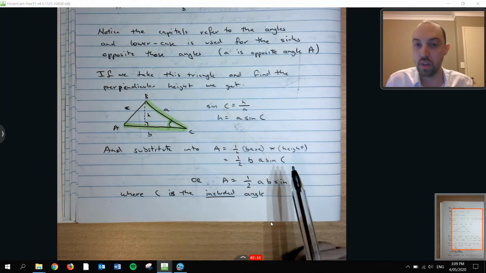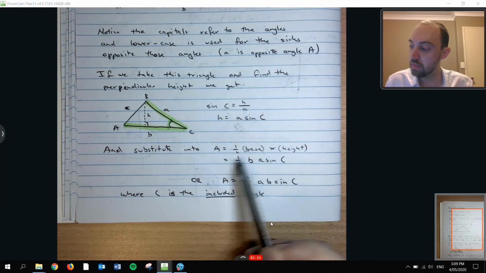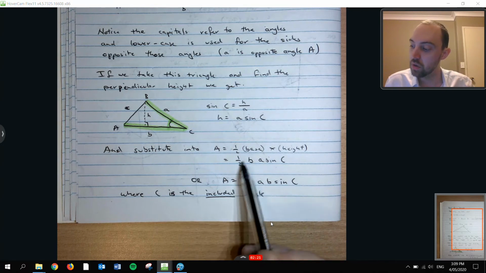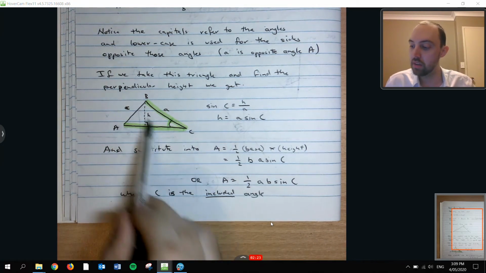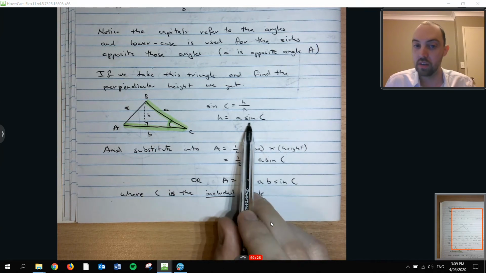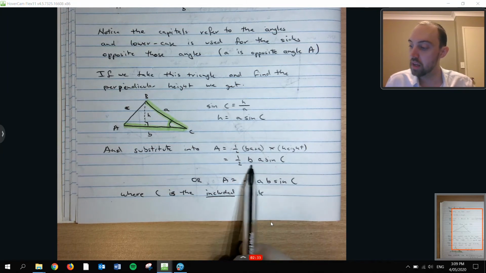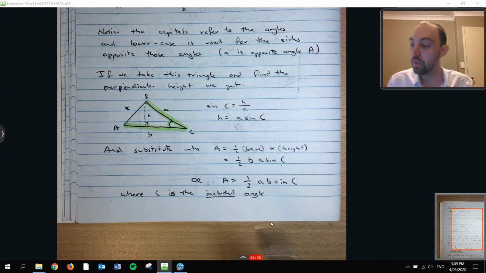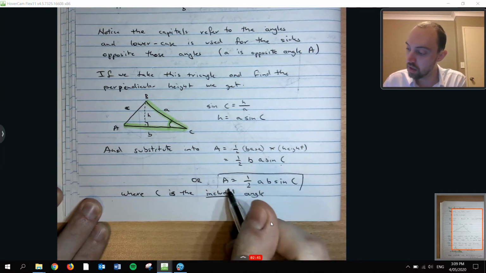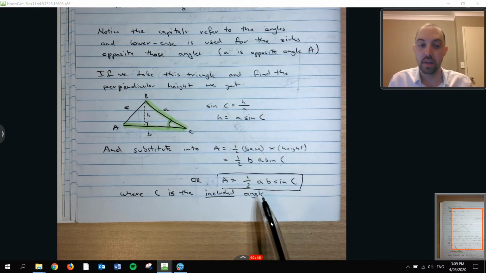If you substitute that into our idea from right at the beginning, half base times height, then you get the area is equal to half base times height. Substitute: the base is b because the height is perpendicular to it, and the height is what we had just a second ago, a sine C. So half b a sine C, or we rearrange it, and this is the form that you'll see the most: A is equal to half ab sine of C.